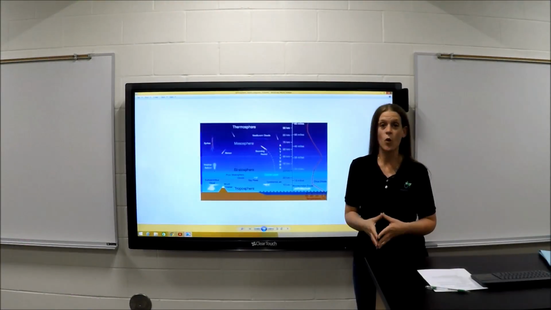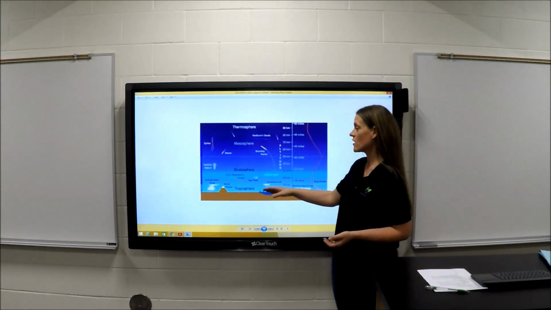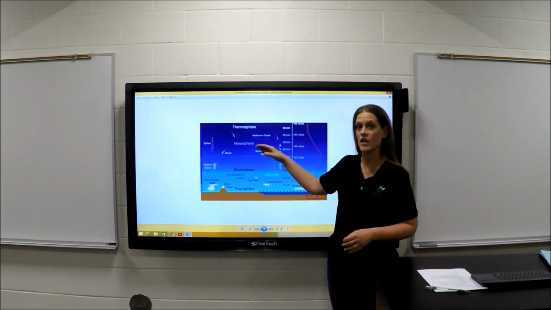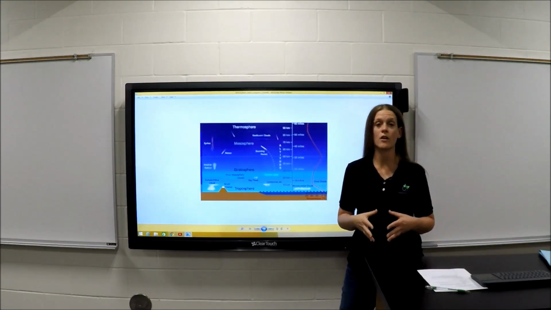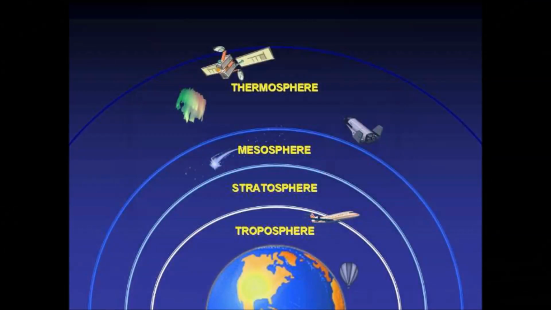Our atmosphere has 4 distinct layers: the troposphere, the stratosphere, the mesosphere, and the thermosphere. Each one of these layers plays an important role in the Earth's overall atmosphere.